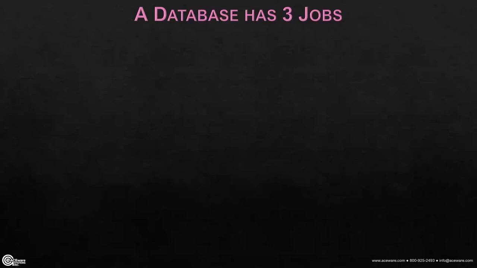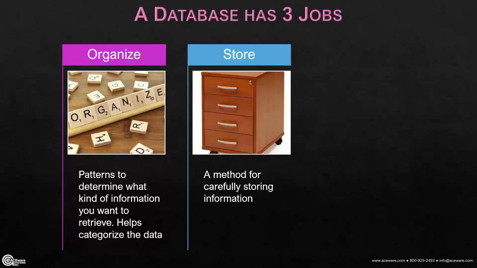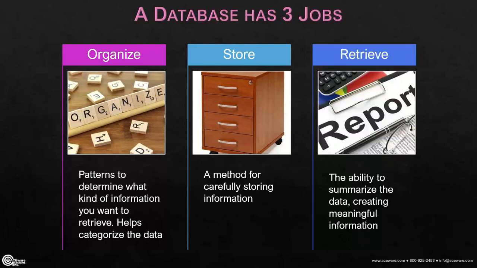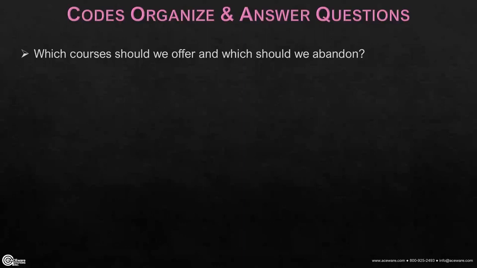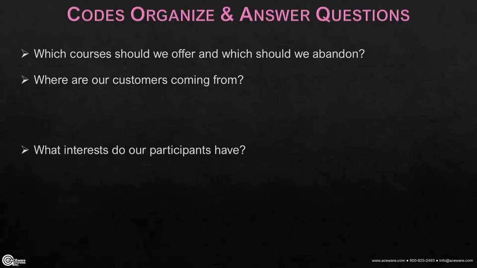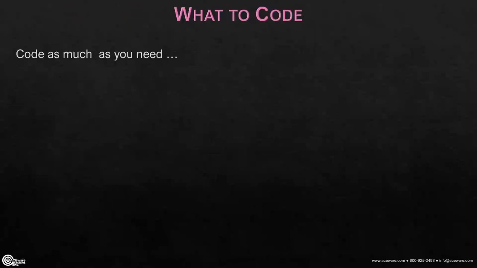So what are we about here? Well, we happen to have a database here with Student Manager, and it has jobs to help you organize data. It helps you store the data and retrieve the data. And in order to do that, we need to have some way to capture the data. Well, we use codes to do that in a lot of cases. And the kinds of things they do for us include the which and the where and the what, and who our best customers are. Those are all the kinds of things that properly coding your system should allow you to do.